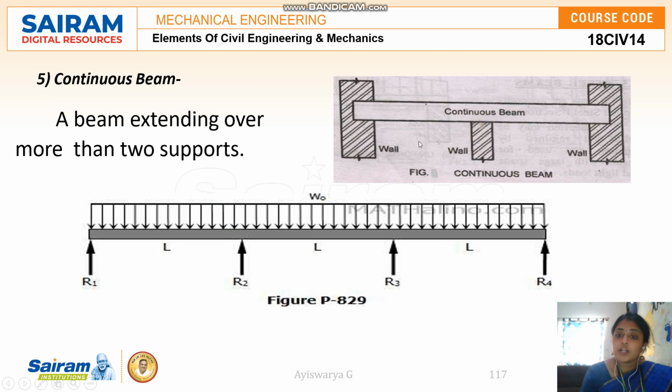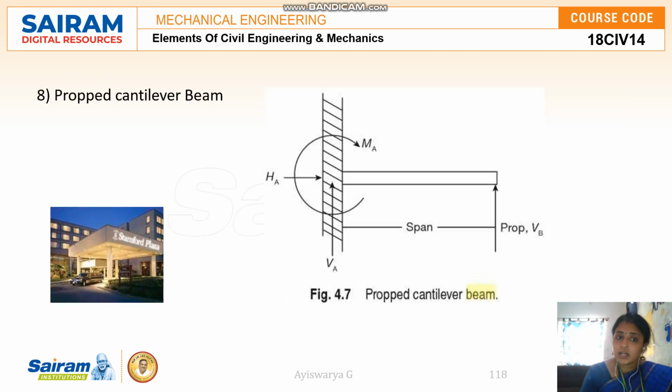And the next one is a continuous beam, a beam extending over more than two supports. See guys, if the beam is large, it can be continuously supported. For example, it is supported at two ends and in between it has some other support. It is said to be a continuous beam. Here you can see one more example with four reactions. Wherever the supports are, there you will find a reaction, right? So when you find more than two supports, it is said to be a continuous beam.